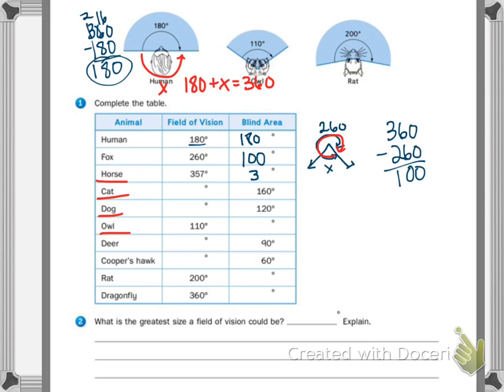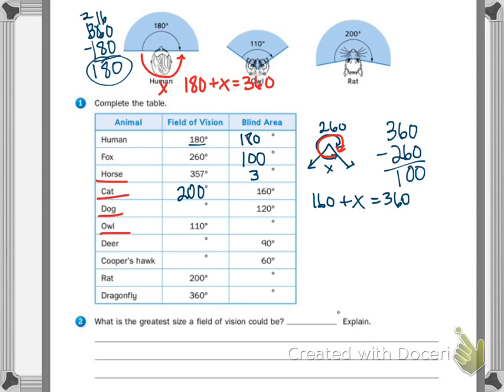Now, if you notice, the blind area of a cat is 160, so you have to figure out what they can see. So it's 160 plus, it's a missing addend, plus what is going to give you the full field of vision, which is 360. Okay, so 160 plus what? You should have gotten 200 for that.